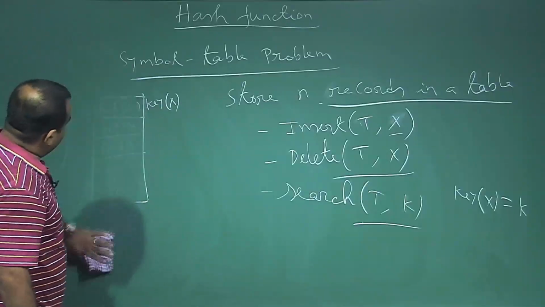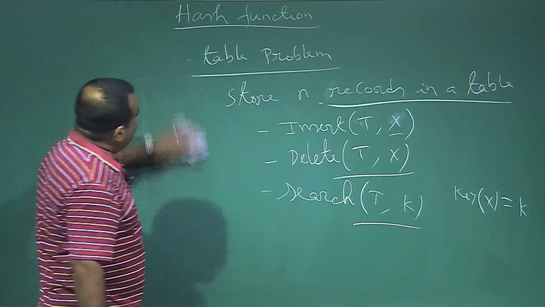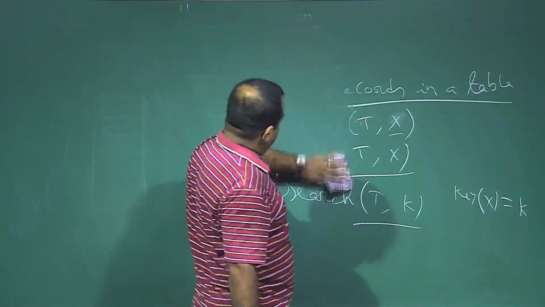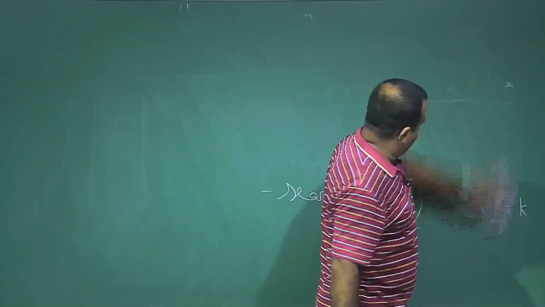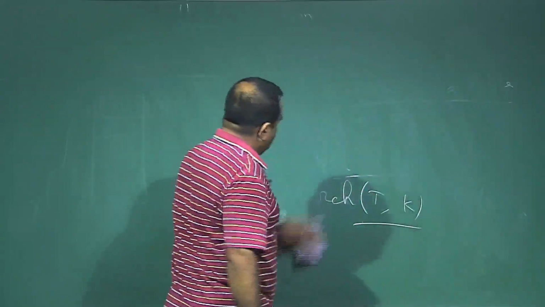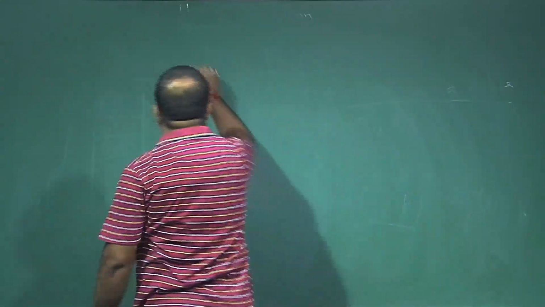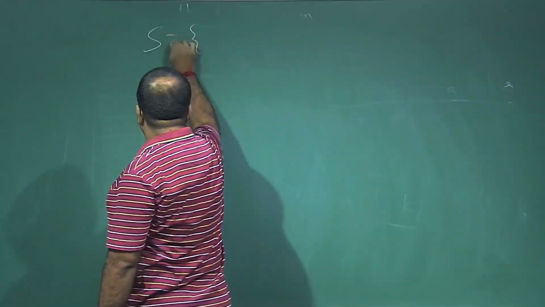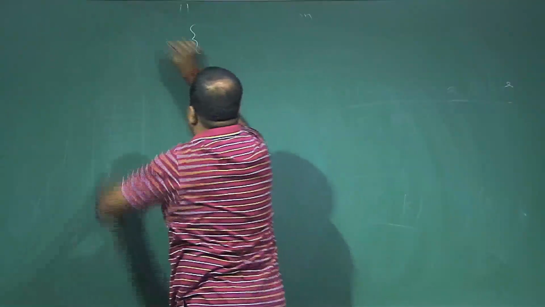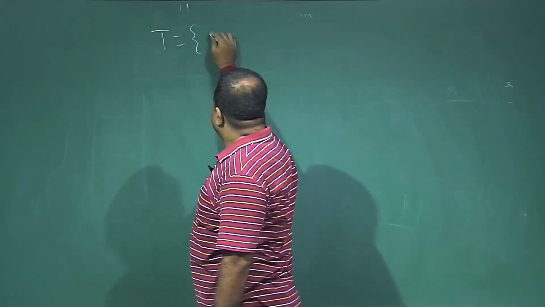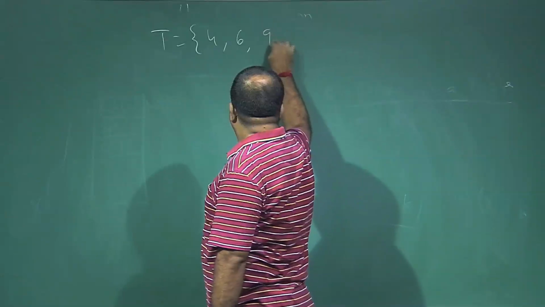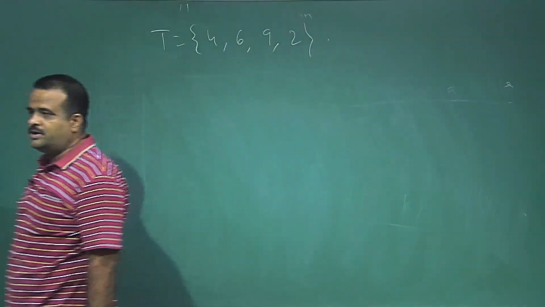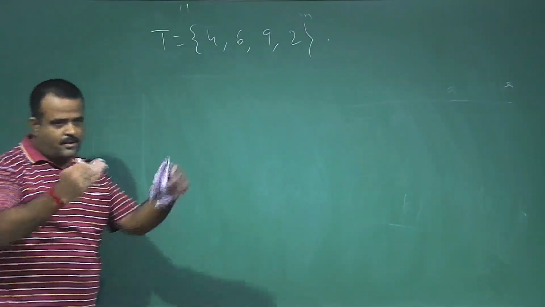First we can think of an array data structure for doing this. Suppose we have some records whose key values are, say, 4, 6, 9, 2. This is our dynamic set S, and this is the table T. So these are the key values corresponding to the records we have at some point of time.